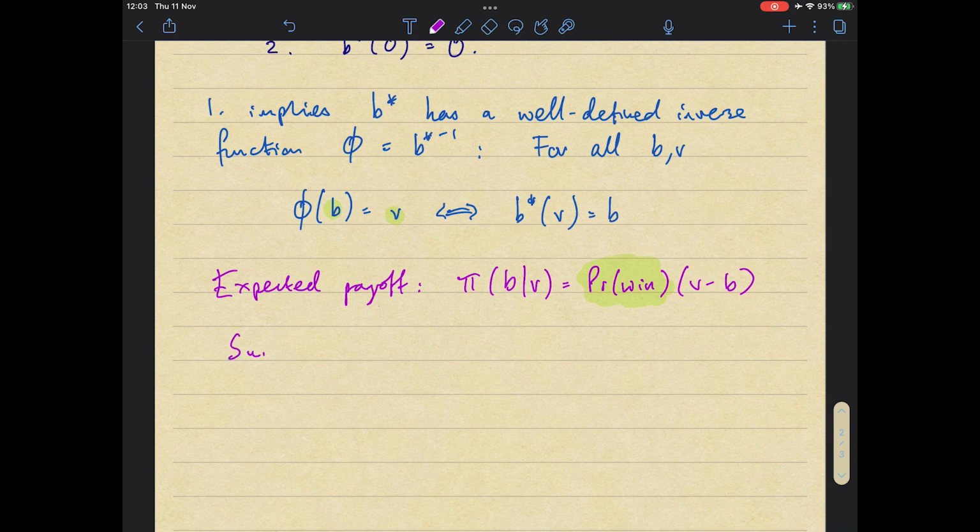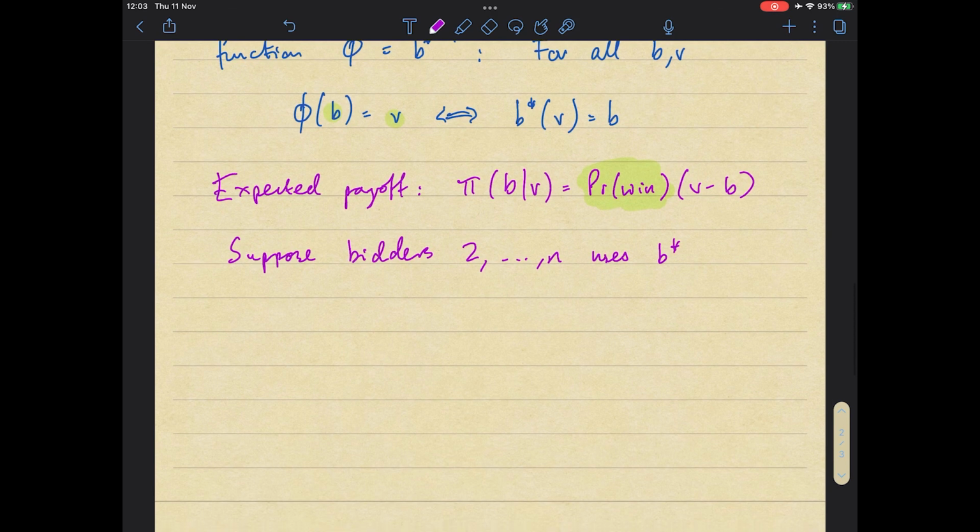So suppose bidders 2 all the way up to n, everybody apart from player 1, use B star. What's the probability that player 1 wins the auction? Well, it's going to depend on his own bid, but everybody else's bid is now fixed. So we could write this as some function, let's write rho of B. It's a function of my bid alone.